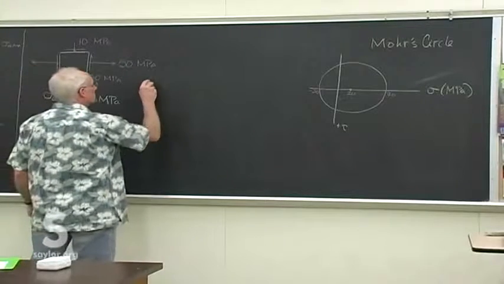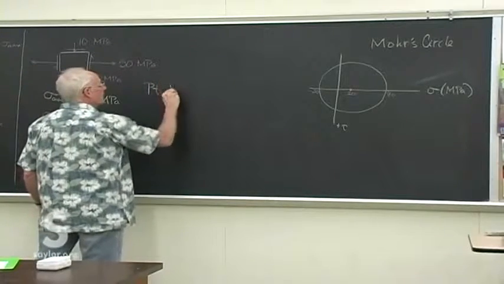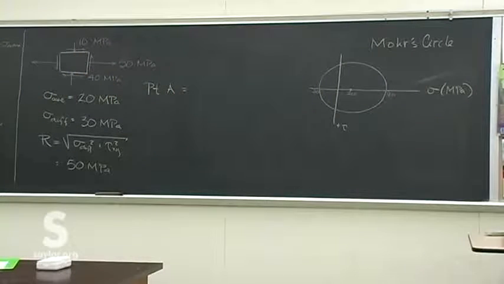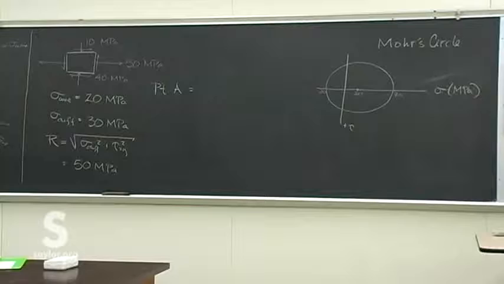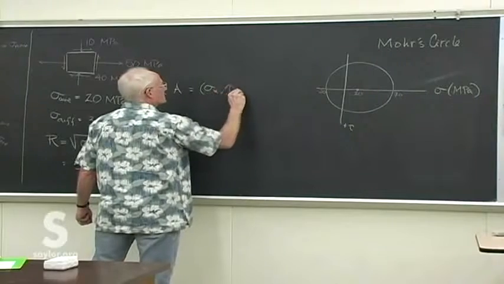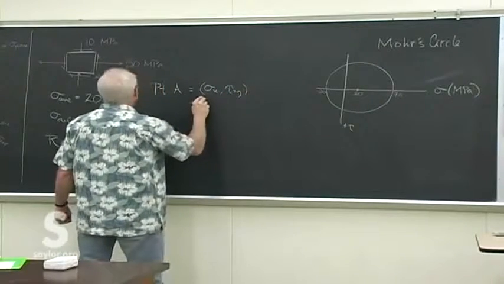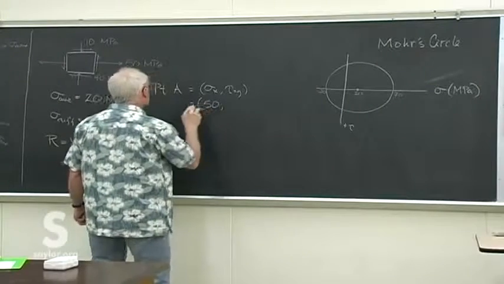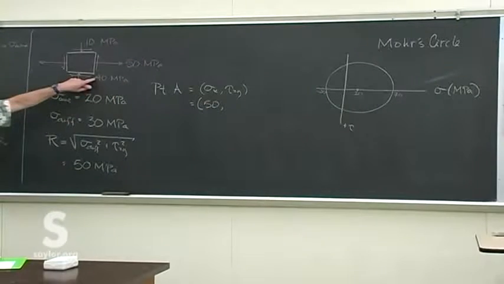All right, so let's see. We can plot point A. There's different ways to find out what these principal angles are. One of the ways is to plot point A, which is sigma x, tau xy, which is 50, and is this positive shear stress or negative?